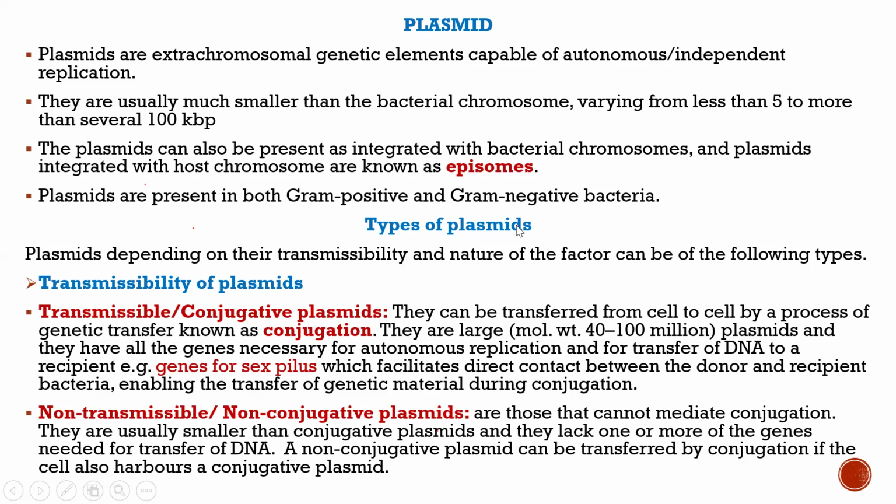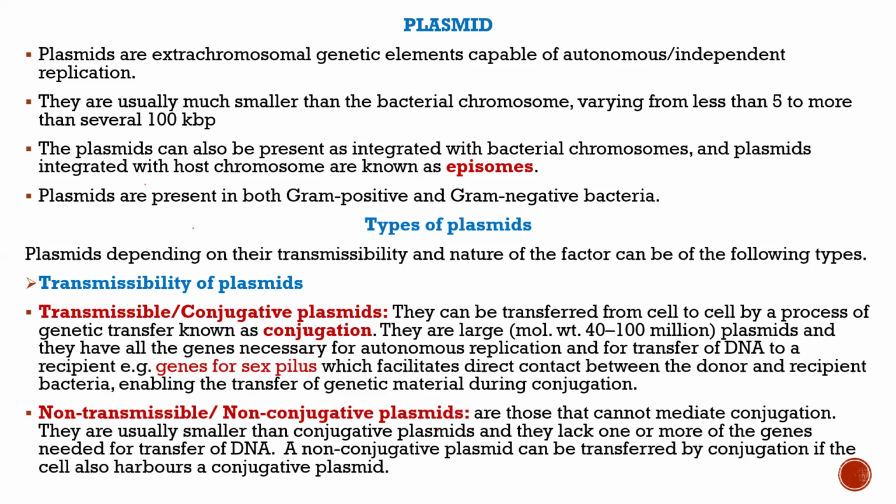So we have different types of plasmid, and they can be classified based on the transmissibility or the nature of the factor. So these are the two major ways that these plasmids are differentiated. Okay, so based on the transmissibility of plasmid, we have two types. We have the transmissible or the conjugative plasmid, and then we have the non-transmissible or the non-conjugative plasmid.